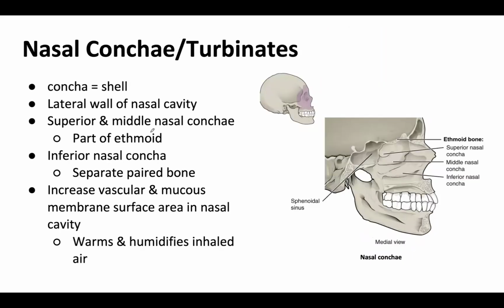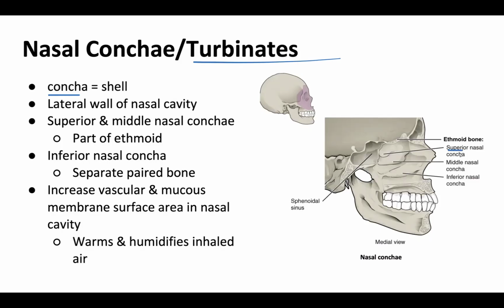Speaking of the lateral nasal wall, where those sinuses drain, you also have these uniquely shaped bones called nasal conchae, or sometimes you hear them referred to as turbinates. Concha means shell, and so this is really well named. These bones kind of look like conch shells. There are three pairs.